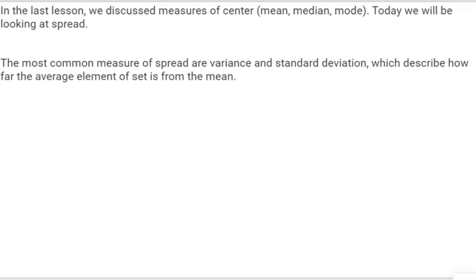Hello and welcome. Today we're going to be looking at measures of spread. This is different than the mean, median, and mode that we looked at in the previous lesson, where we were looking at ways to measure the center of our data. With variance and standard deviation, we'll be looking at ways to determine how close together or how far apart the values are in our data set.